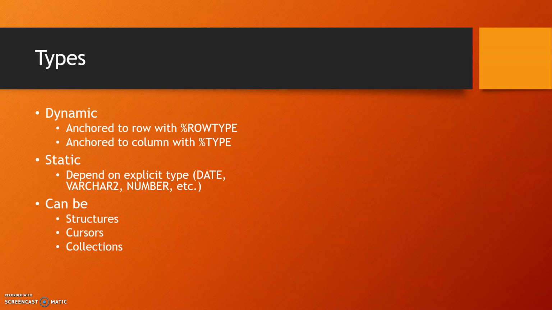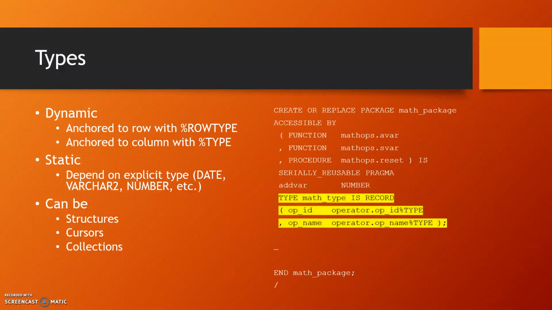Types can be dynamically anchored to rows with the %rowtype or anchored to a column with the %type declaration. Static types depend on explicit data types, such as date, varchar2, number, etc. Package types can be structures, cursors, or collections. On the right, we have created a type, math type, as a record inside of our math package.